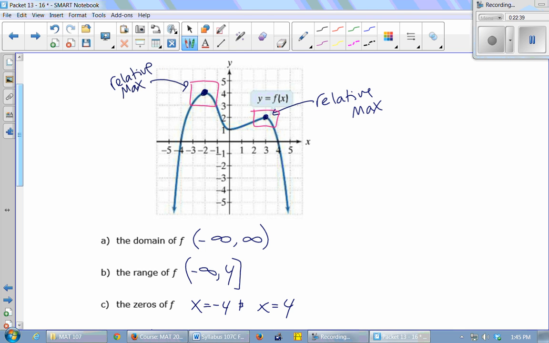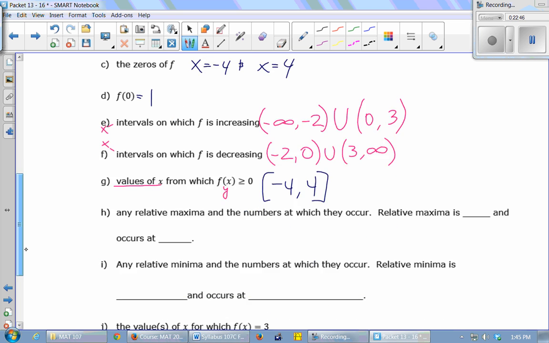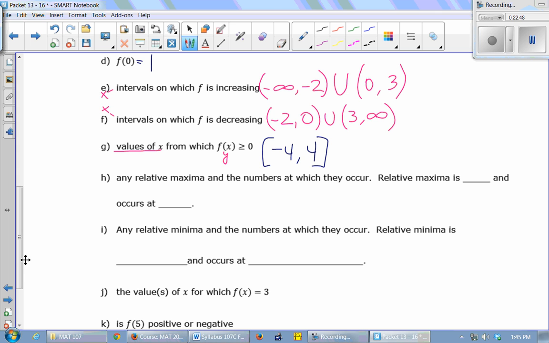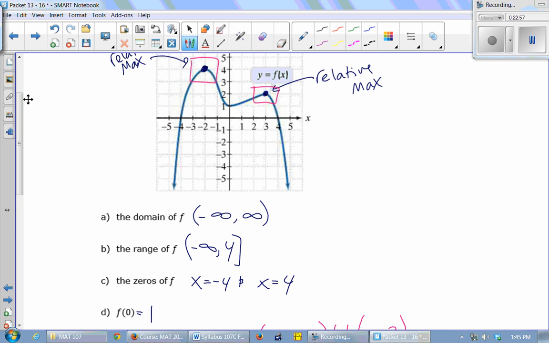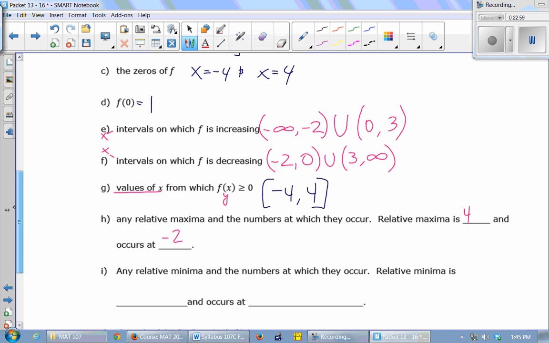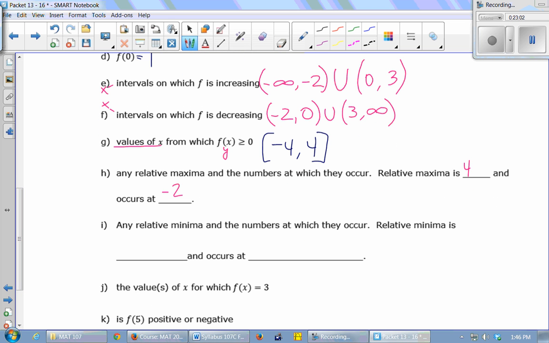Okay, so the way we describe these things, we would say we have a relative max of 4, right? The maximum value is 4, and it occurs at -2. And then I should put another sentence here to describe the other one. I also have a relative maximum of 2, and it occurs at 3. So max of 2 occurs at 3.